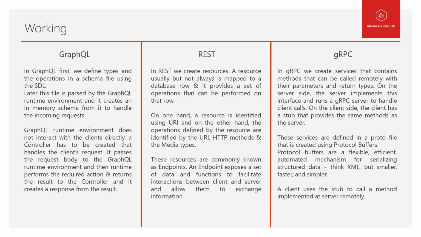These services are defined in a proto file that is created using protocol buffers. Protocol buffers are a flexible, efficient, automated mechanism for serializing structured data. Think about XML, but smaller, faster, and simpler. So protocol buffers are basically a mechanism for serializing structured data, or a serializing format. As mentioned earlier, a client uses this stub to call a method implemented at the server remotely. So this is how gRPC works.